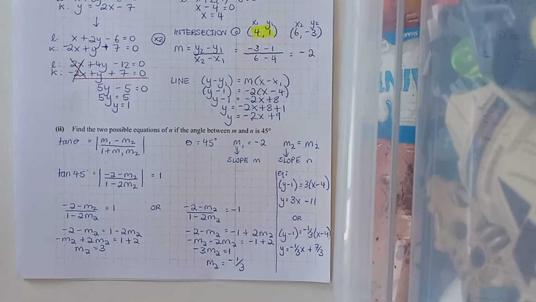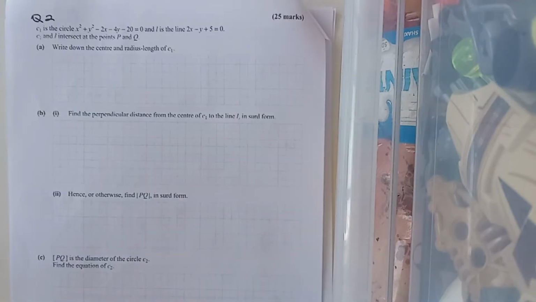On to question 2, which is a circle question effectively. So we've got C1 is a circle, given here, and we've got L as the line, and they intersect at the points P and Q. Fine. So first thing is write down the centre and radius length of C1. That's really easy to do.